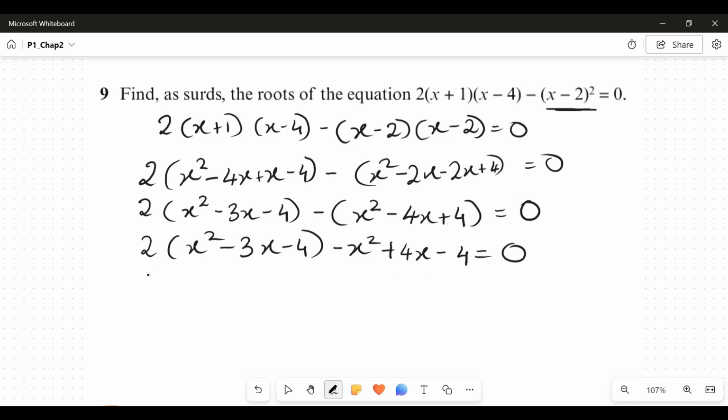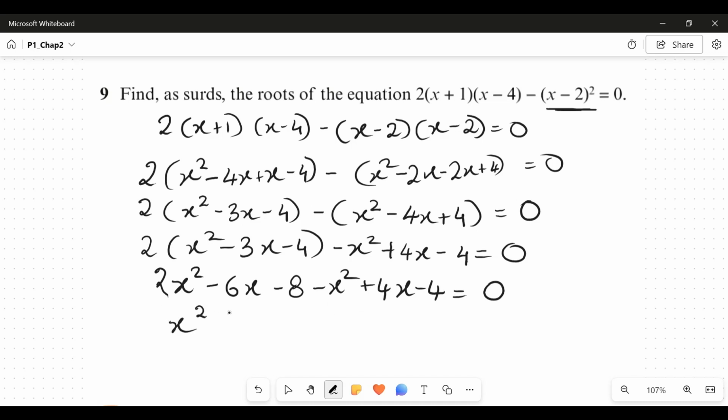And then we can take this 2 inside, and that becomes 2x squared minus 6x minus 8 minus x squared plus 4x minus 4 equals 0. Now we can combine the like terms. So here we have 2x squared and minus x squared, so that turns out to be x squared. We have minus 6x plus 4x, so that's just minus 2x. And minus 8 minus 4, which is minus 12. And we are done.